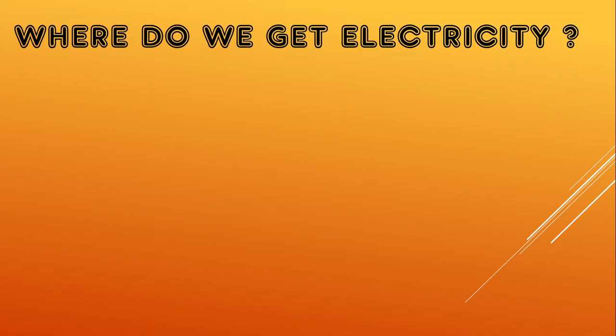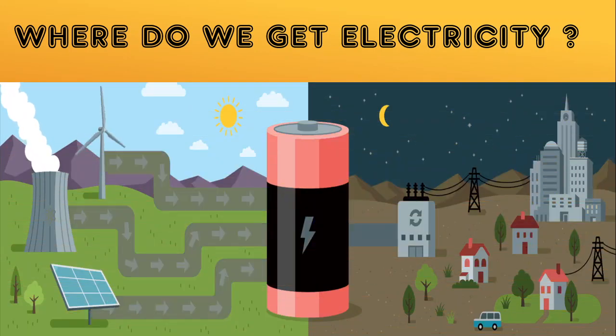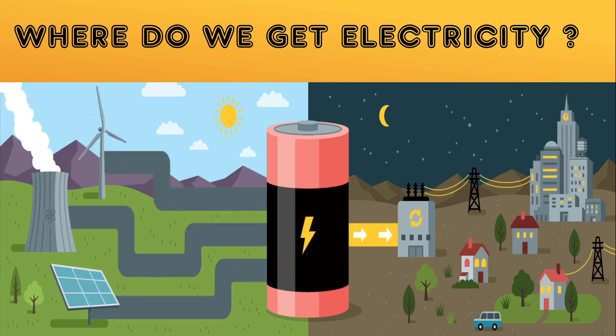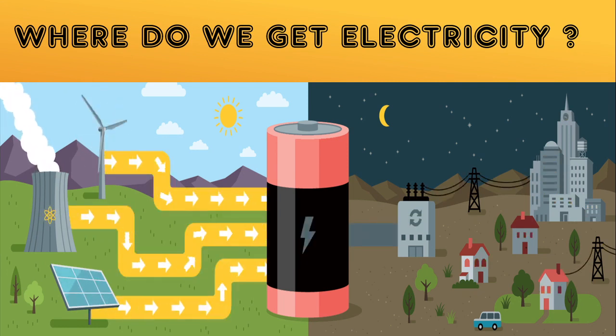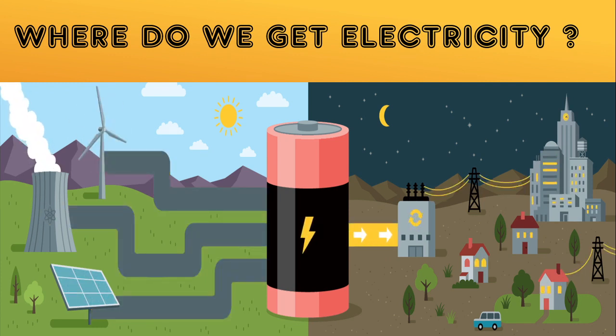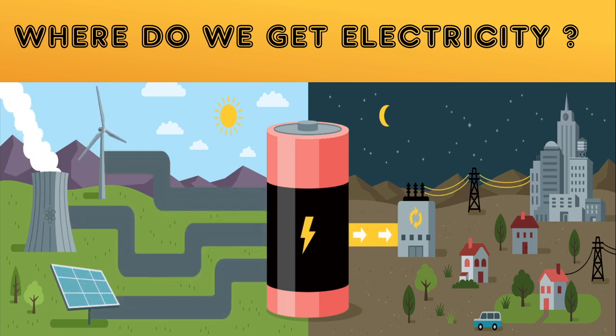But from where do we get electricity? Electricity is made at a generating station by huge generators. A generating station can use wind, coal, natural gas or water. From the substation, the current is sent through transformers to reach our homes.